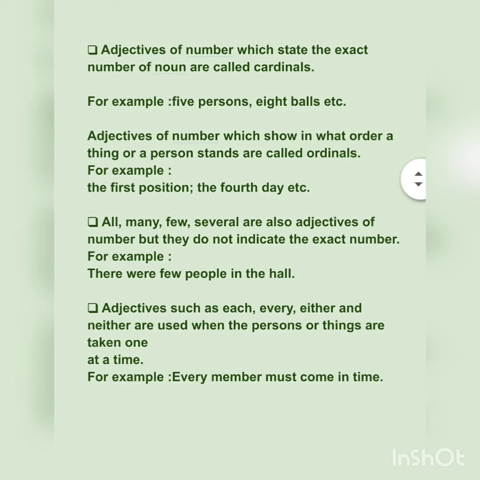For example, every member must come in time. तो यहाँ पे every से मतलब क्या है कि जो भी members आएंगे one by one उनको सबको time पे आना है. So the main thing is each, every, either and neither. These words will also be included in adjectives of number.